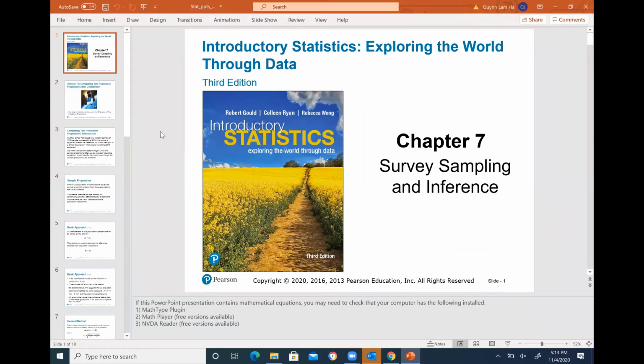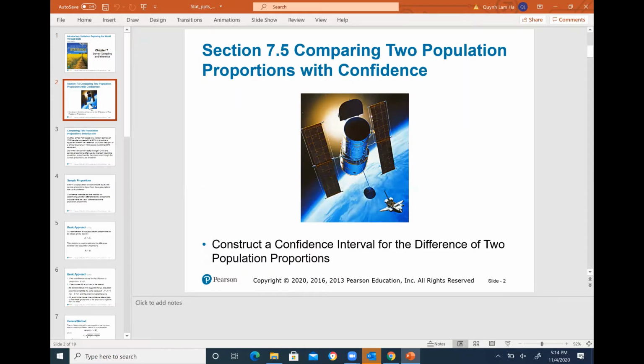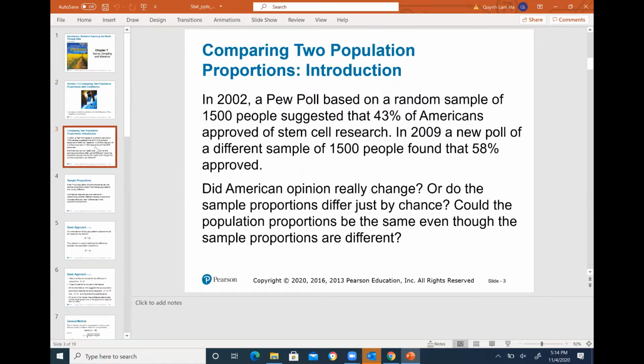So 7.5 is the last section in chapter 7. It is about comparing two population proportions with confidence. So now we are comparing. Let me see what they need us to compare. Right now is an example comparing two population proportions.